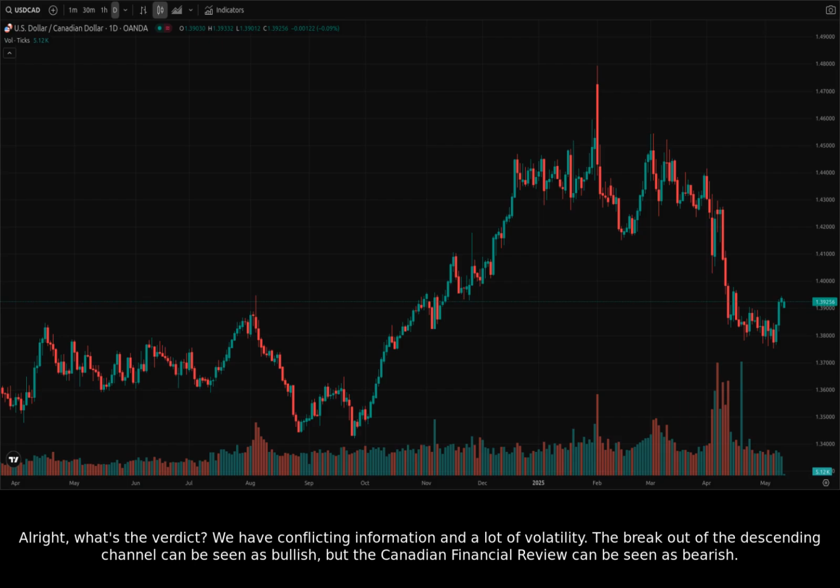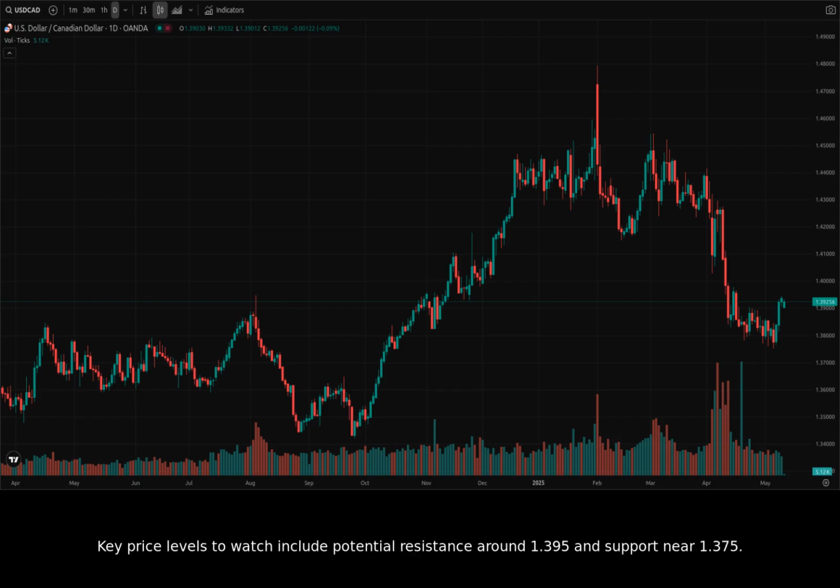Alright, what's the verdict? We have conflicting information and a lot of volatility. The breakout of the descending channel can be seen as bullish, but the Canadian Financial Review can be seen as bearish. Key price levels to watch include potential resistance around 1.395 and support near 1.375.